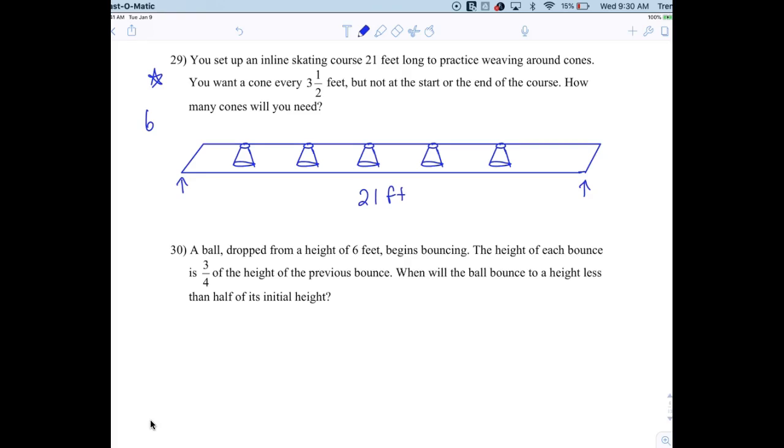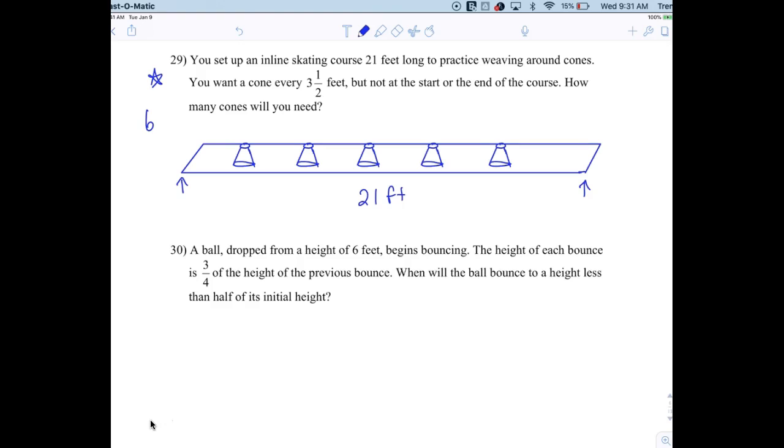Now, let's say I wanted cones at the beginning and at the end. You know what most people would say the answer is? 6. But there's 7. Because if I put one at the beginning and at the end, you would be adding 2 additional cones. So that's probably what's going to be on the test. There's going to be a cone at the beginning and end, or there's not, and you have to figure out how many there are.